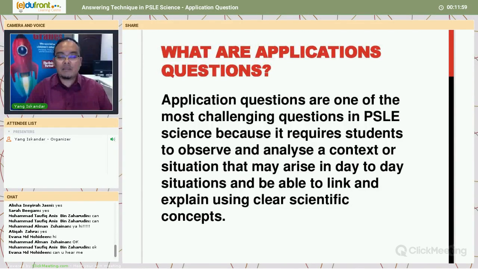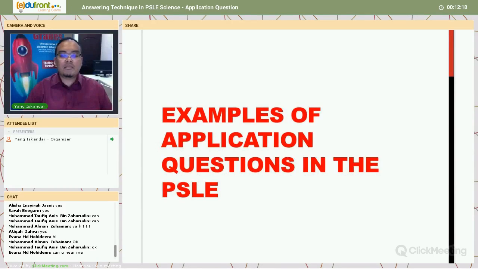Okay, there was one question in PSLE, they're asking you about submarine. Obviously, not many of us have a chance to be in a submarine. So basically it relates to day-to-day situation, and it may be situation that we are familiar with or situation that we are not familiar with. So what are some of the examples of application question? I purposely use actual past PSLE questions so that you will get an idea of the kind of question that you will be able to see later on when you're taking your PSLE.